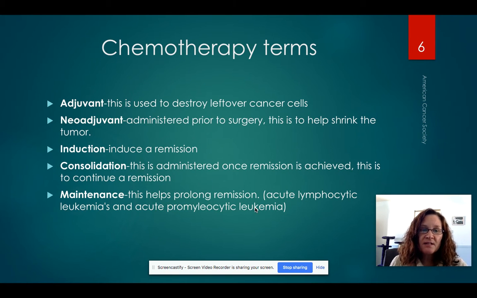Then there's a maintenance chemotherapy. This is to help prolong remission. Some patients with ALL and APML use the maintenance therapy. I actually had a patient with ALL that continues to receive monthly Vidase injections that's maintaining his cancer. So it works great for him.